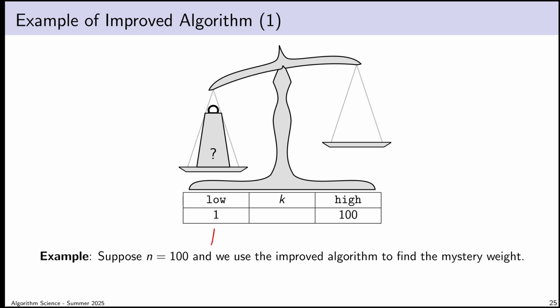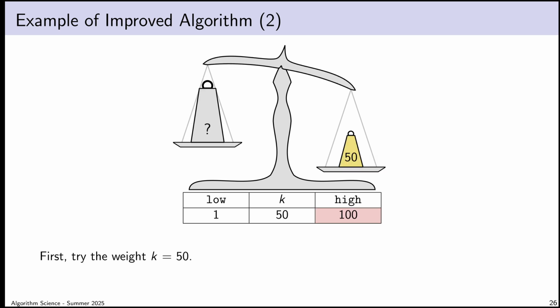And so we start off with low being 1 and high being 100, and the very first thing we weigh is 50. Because, of course, if we take the average of 1 and 100, that's going to be equal to 50.5, but then the floor function takes care of that 0.5 for us, and we just get 50. So I try to weigh 50. I determine that 50 is too heavy. And that means everything between 50 and 100 is now ruled out. And so my new high is going to be 49.